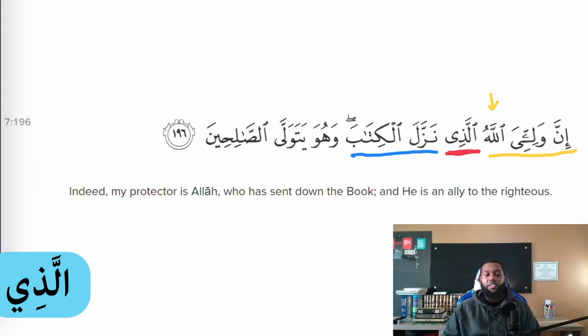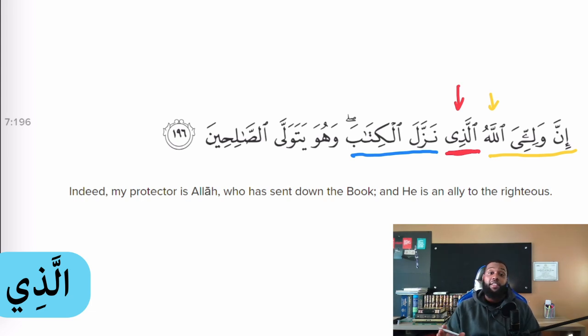So here, based on what we've learned so far, we know that lafdhul jalala is masculine grammatically. It's definite, right? It's in the state of rafa. And of course, it's singular, right? And so naturally, the ism mawsul that follows it, alladhi, is going to take on these same properties. It's going to conform to the noun that precedes it. In this case, lafdhul jalala, right? So all of these properties are the same.